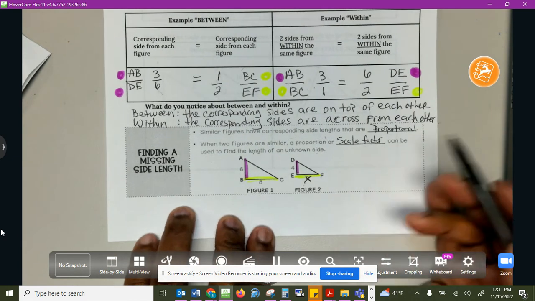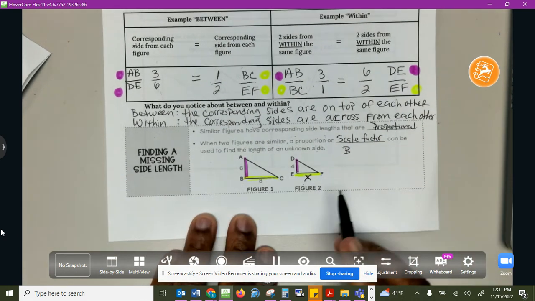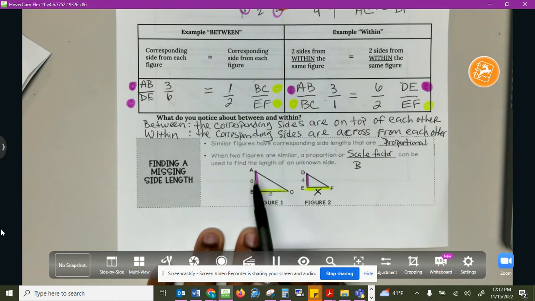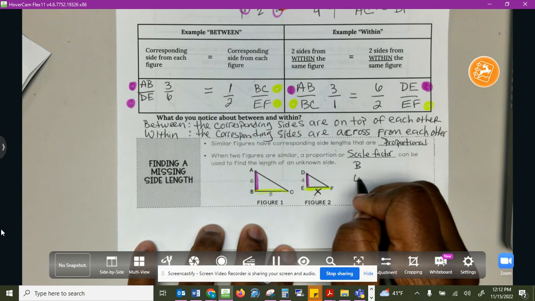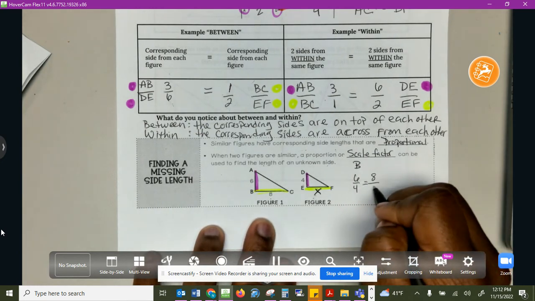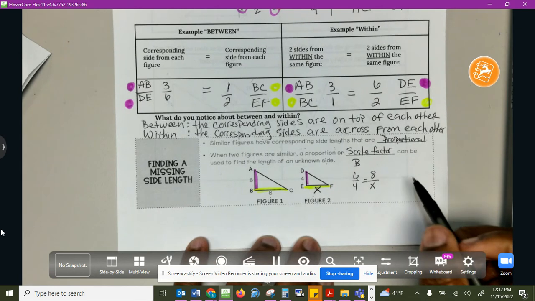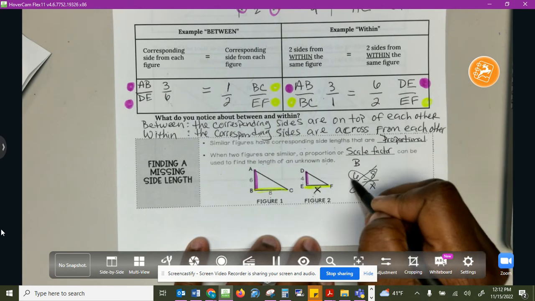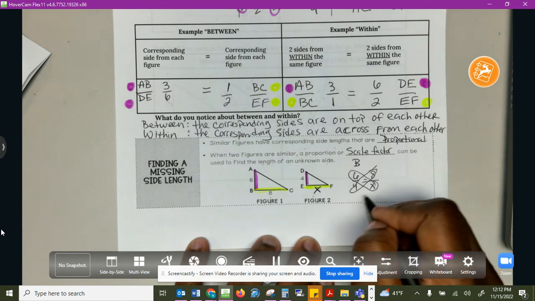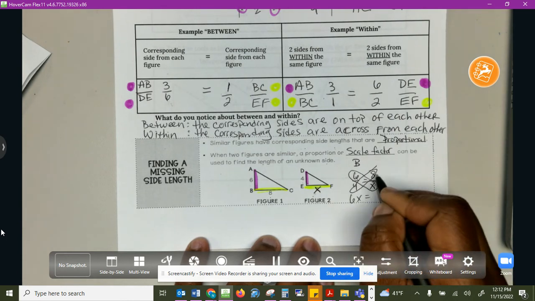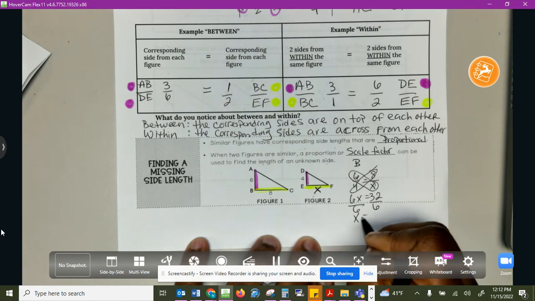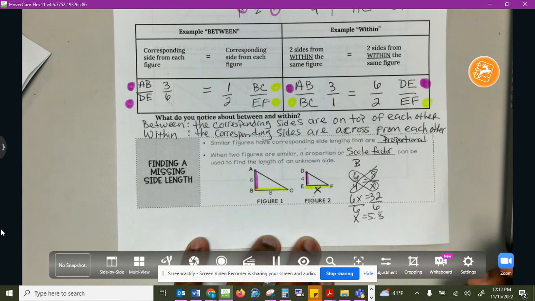So if I was to do between, I'm going to just say B for between. Remember, between means corresponding sides are right on top of each other. So that means 6 to 4 is equal to 8 to x. Here I can cross multiply and divide to solve for x. 4 times 8, and 6 times x is 6x equals 32. When I divide both sides by 6, I'll get x equals 5.3 repeating.